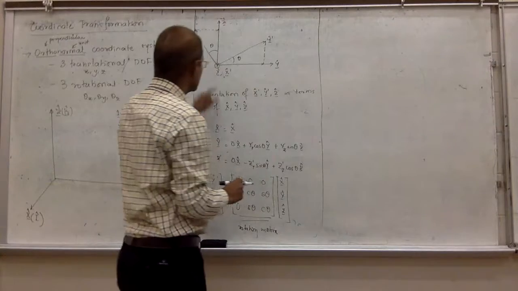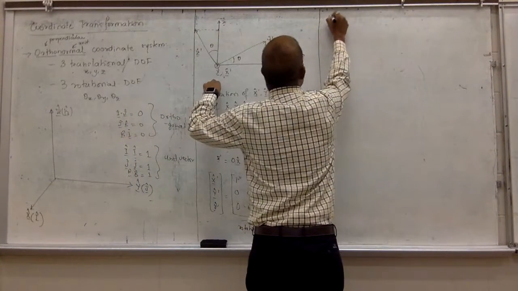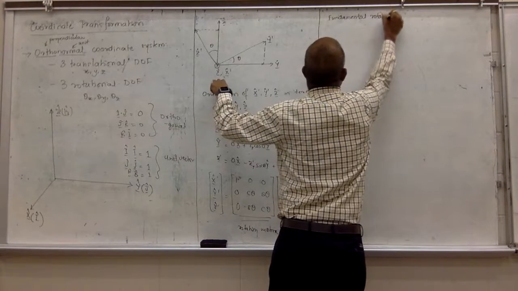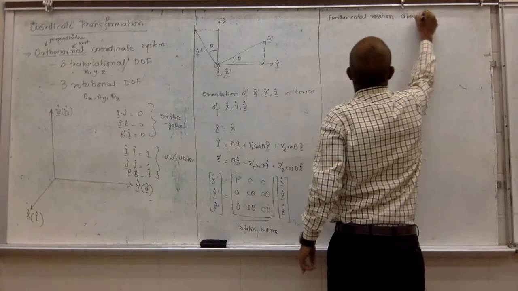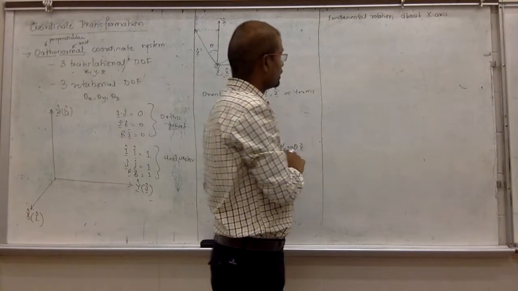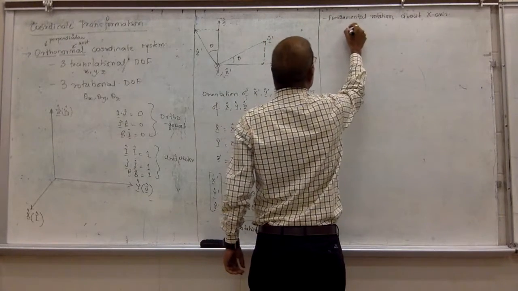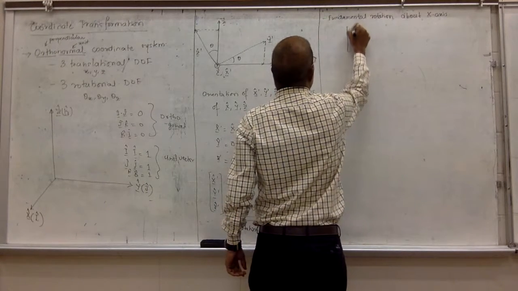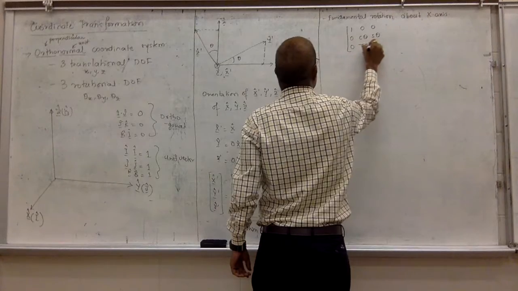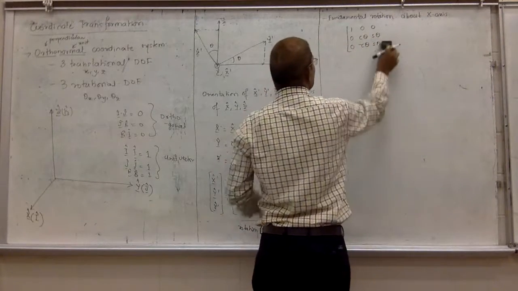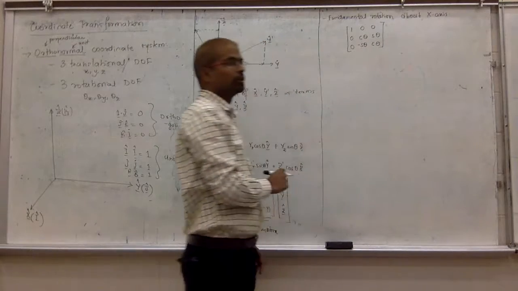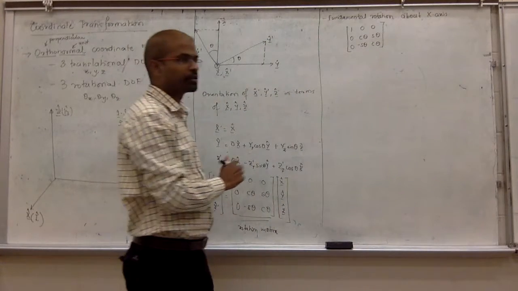Now here, we call this fundamental rotation about x axis. Okay? And the rotation matrix is given by 1, 0, 0, 0, 0 cosine theta, sine theta, minus cosine theta, minus sine theta. Just like there could be a fundamental rotation about x-axis, there could be a fundamental rotation about y and z.